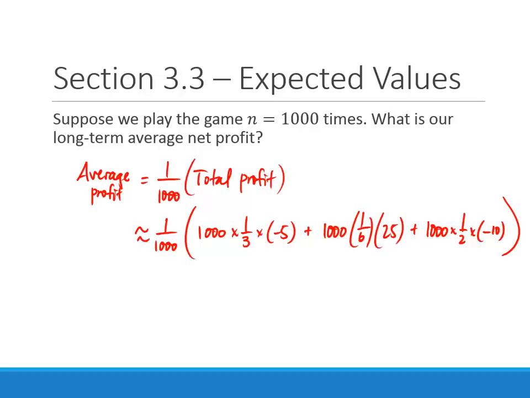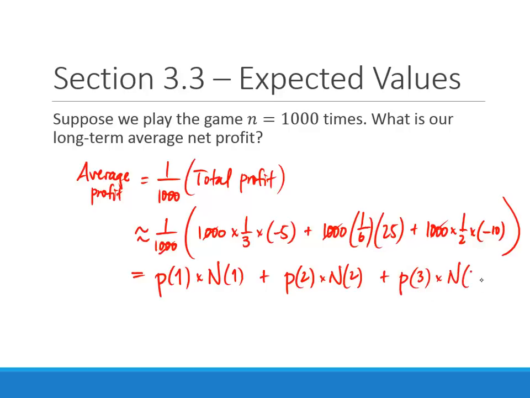And so the 1,000s here cancel out, and you can see this is equal to the probability that I get a 1 times the net winnings of spinning a 1, plus the probability of getting a 2 times the net winnings of spinning a 2, plus the probability of spinning a 3 times the net winnings of spinning a 3. So n of x is that third row of that net of x.